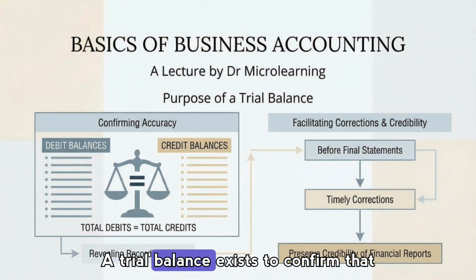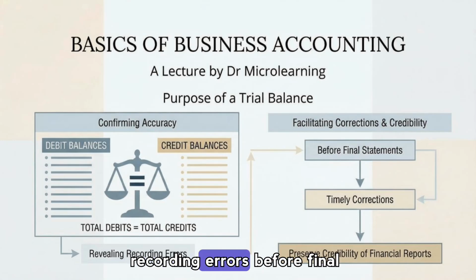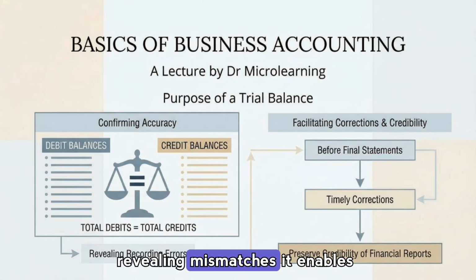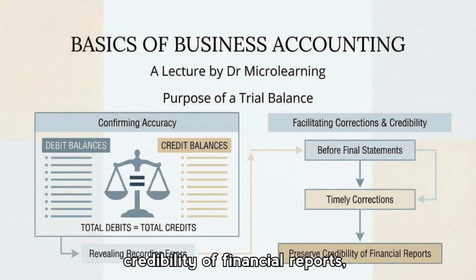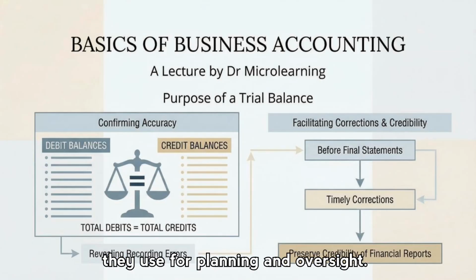A trial balance exists to confirm that total debits equal total credits, acting as an early check for recording errors before final statements are prepared. By revealing mismatches, it enables timely corrections that preserve the credibility of financial reports, supports reliable tax filings, and helps managers trust the numbers they use for planning and oversight.